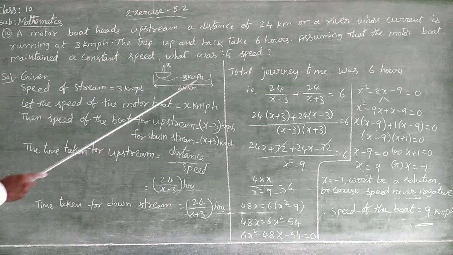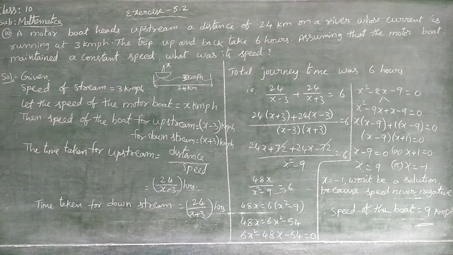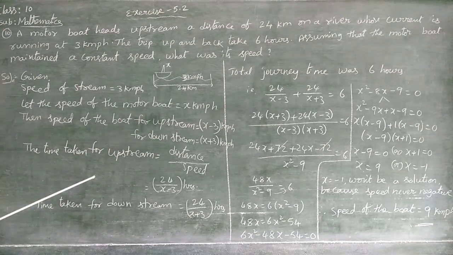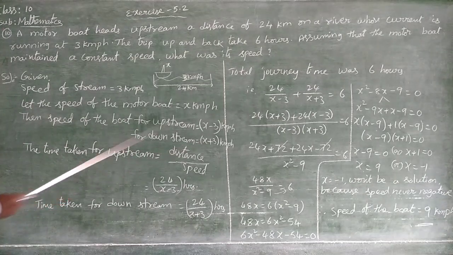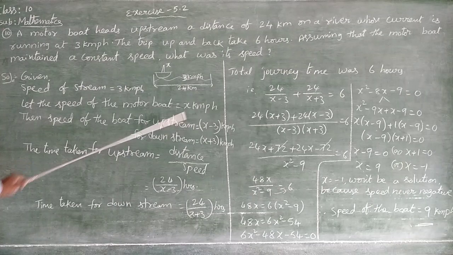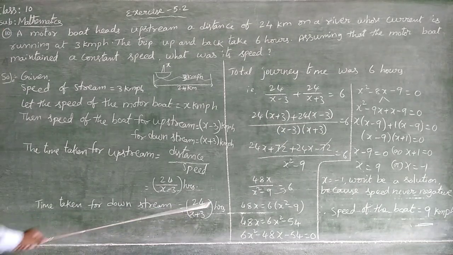So for the up journey, the speed of the boat is x and the speed of the stream is 3 kilometers. Then the overall relative speed will become x minus 3 kilometers per hour for upstream. For down, the flow is going along with it, so the speed is increasing. At that time, the speed of the boat for downstream is x plus 3 kilometers per hour. Then the time taken for upstream, the time is equal to distance divided by speed. Distance is 24 kilometers and the speed for upstream is x minus 3, so 24 by x minus 3. For downstream, distance divided by speed, distance is 24, speed is x plus 3.